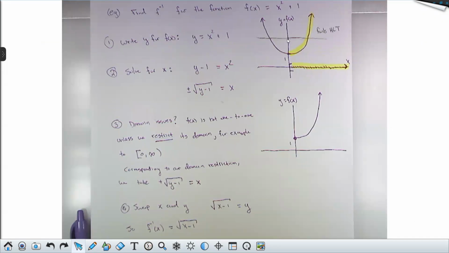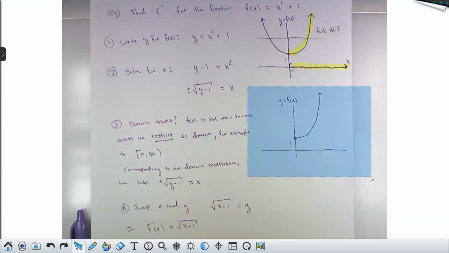And in order to make the original one-to-one, we have to restrict the domain. We have to throw away part of the graph. I know that this part of the graph is messing up the one-to-oneness, so I just throw it away. The tool we use to throw away the left half of that graph is called a domain restriction. So instead of letting the domain here be all real numbers, I just say I'm going to restrict the domain to the non-negative real numbers. That is, I'm going to hold on to only this right piece of the graph.